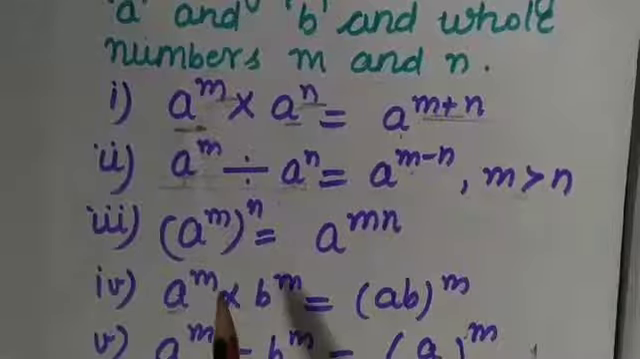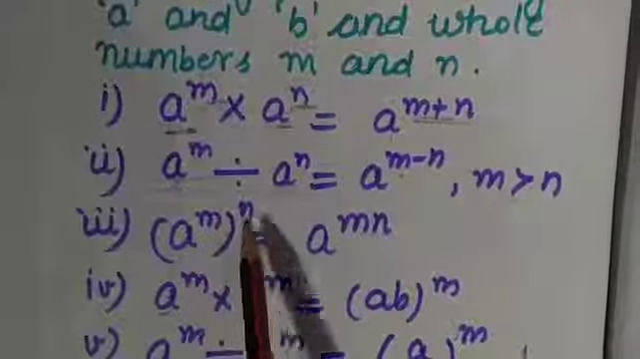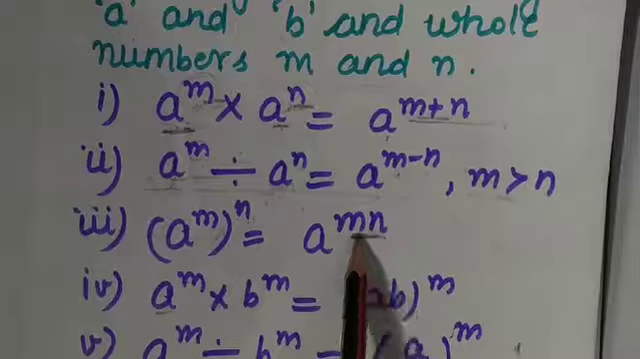The third one we have is a raised to the power m, whole raised to the power n. It means power to the power, then the powers get multiplied.